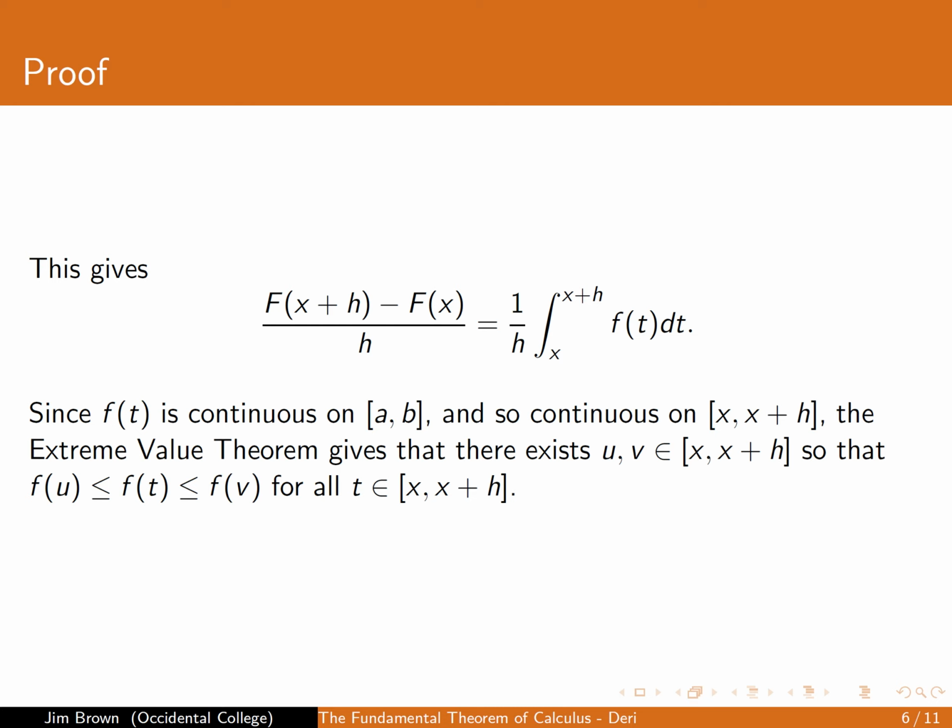Now we're going to bring in the extreme value theorem from back when we were doing optimization in functions of one variable. So since I know my little f of t is continuous on [a, b], it's certainly continuous on any subinterval of [a, b]. So it's continuous on the subinterval from x to x plus h. The extreme value theorem, if you recall, says that we have an absolute maximum and an absolute minimum on that interval. So another way of saying that is there's a u and a v in the interval so that f of u is the absolute minimum and f of v is the absolute maximum. So every value f of t has to fall between f of u and f of v.